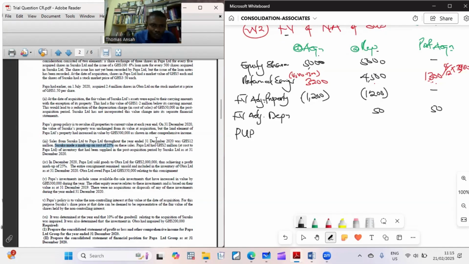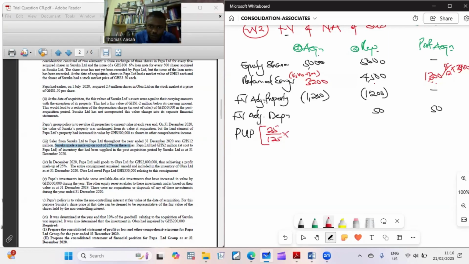Here he says that he sells from Susuka, which means Susuka sold the thing to Papa for 12 million. That is the selling price. Susuka made a markup of 25% on this. It should be a margin of 25%, which means we need to convert markup to margin. So it will be 25 over 125. If you have markup and are changing to margin, you just add the numerator to 100. But if it is margin to markup, it is the numerator over 100 minus the numerator.